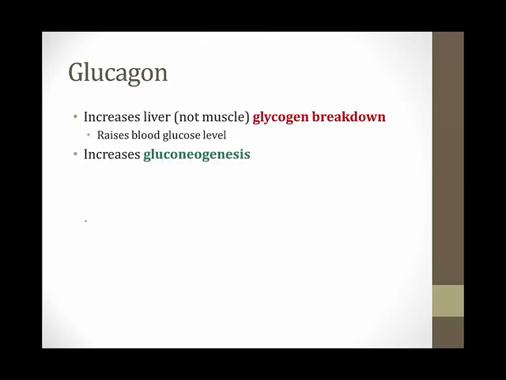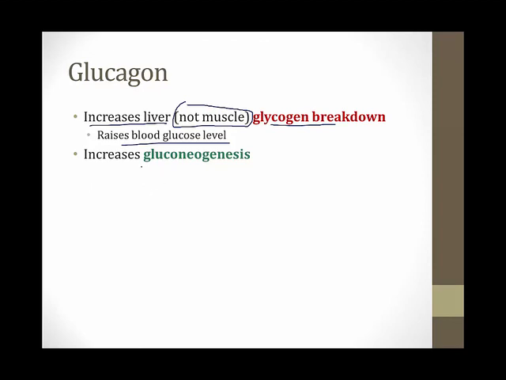Glucagon has many biochemical effects. I also discussed these in detail in the biochemistry modules. One of its main effects is to increase the liver breakdown of glycogen. This will raise the blood glucose level. Importantly, it does not break down glycogen in muscle. The breakdown of glycogen in muscle is largely triggered by calcium and exercise.